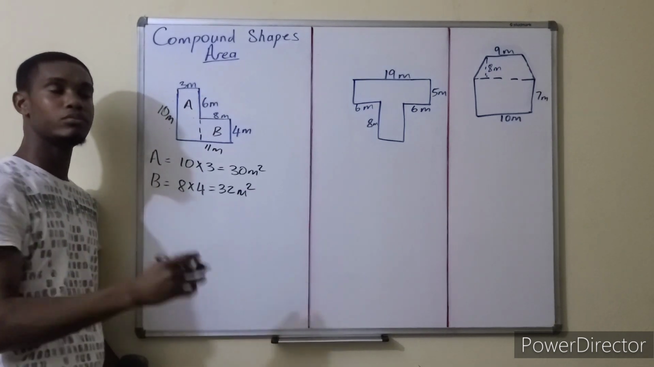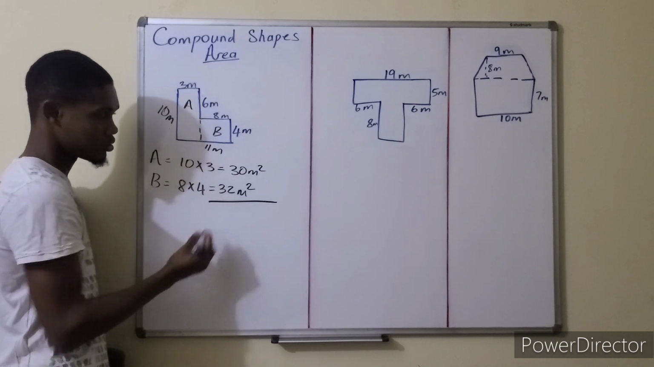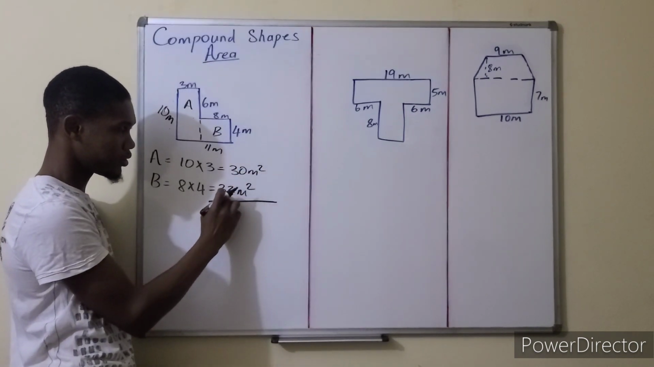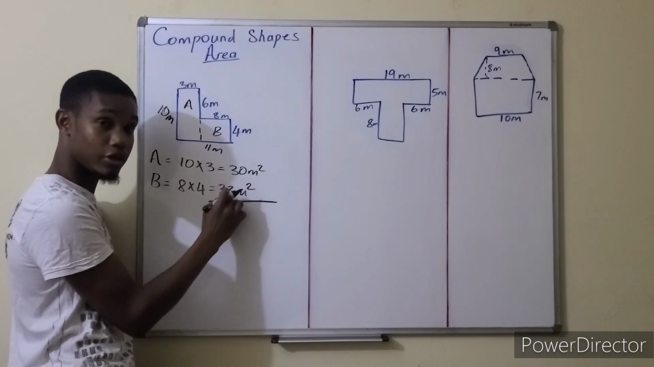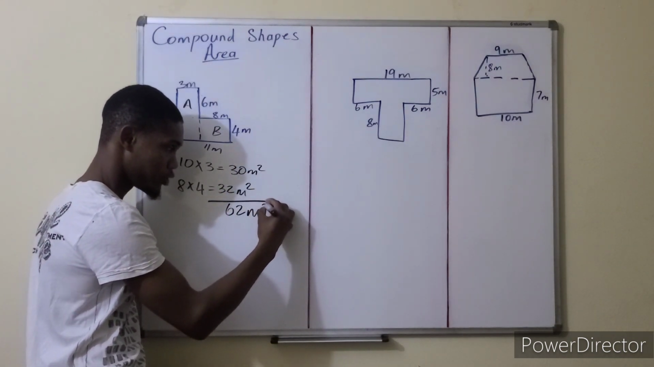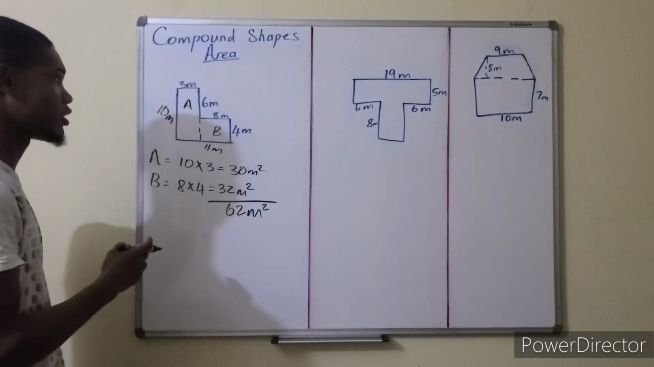When you get the area for all of the pieces, you simply add them together. So let's draw the addition line. You add 30 plus 32, that would give you 62, and you put on your units, meters squared. And that would have been the answer for this.